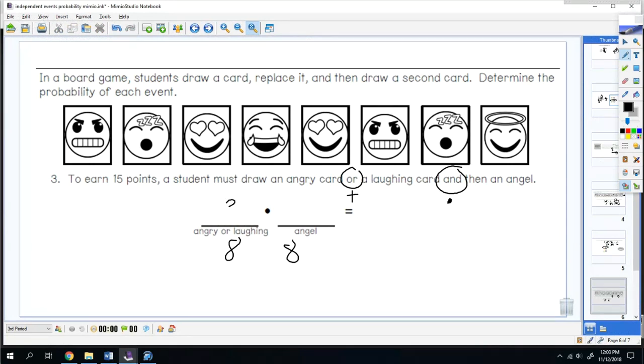So you would add those together, it'd be 3/8. Then I want an angel card. There's only 1 angel card, so you multiply. So you get 3 over 64. That's your answer. So pay attention to those key words when it comes to probability. Or means add, and means multiply.